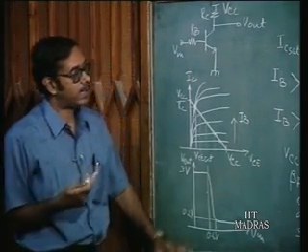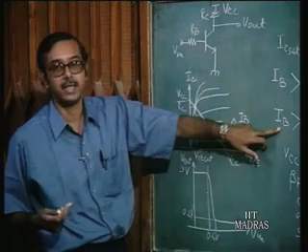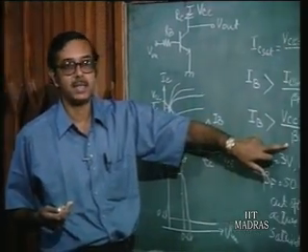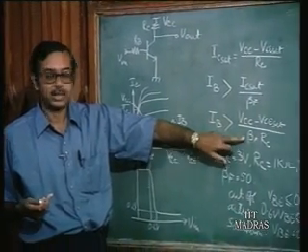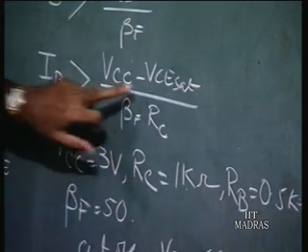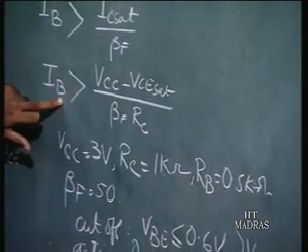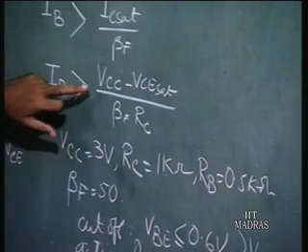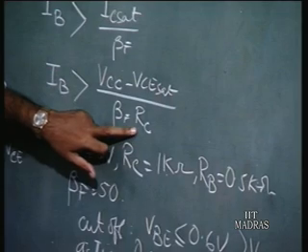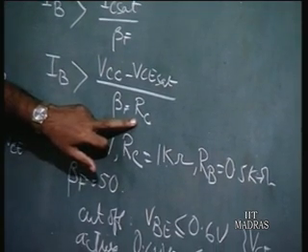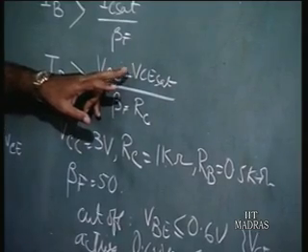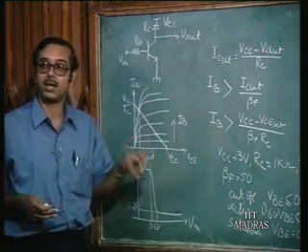What is the base current? You can calculate it from the relation given here, that IB must be equal to VCC minus VCE sat divided by beta F RC. We know all these values, so we can plug them in and find the base current at which the transistor goes to saturation. That is 3 minus 0.2 divided by 50 into 1 k. If you do that, it should come to 56 microamperes, and that is the base current when the transistor has gone to saturation.